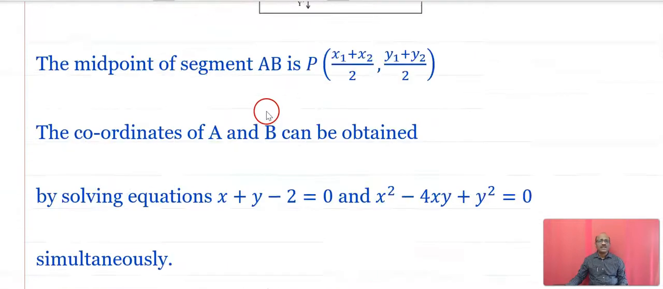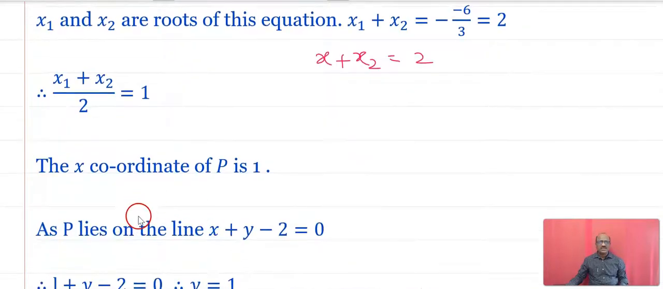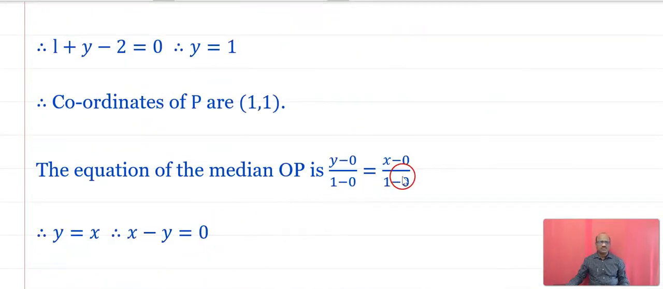And now this line passes through the origin. This median passes through the origin. We'll find out its slope. What is the slope? Difference of y coordinates upon difference of x coordinates. Coordinates of point P are 1, 1. Then what will be the slope of OP? That is 1 minus 0 upon 1 minus 0, where O is the origin. And therefore, the slope of that line, m, is equal to 1.